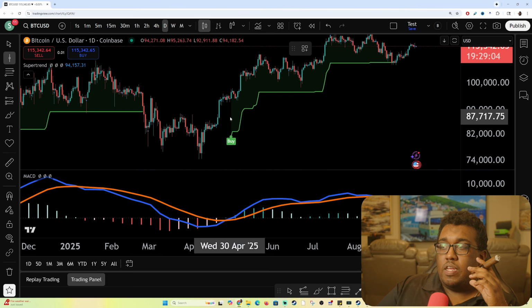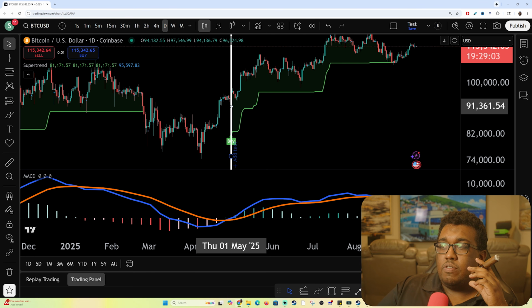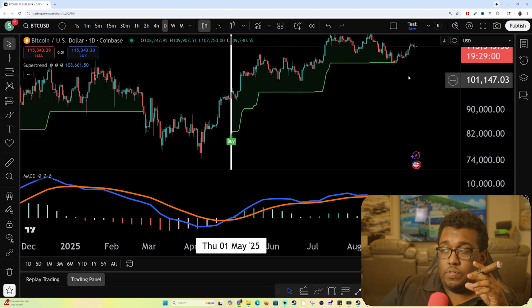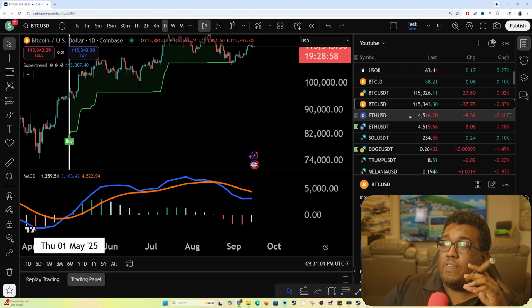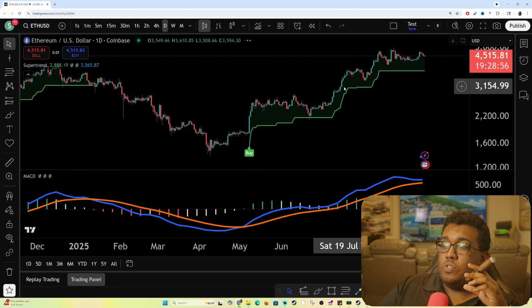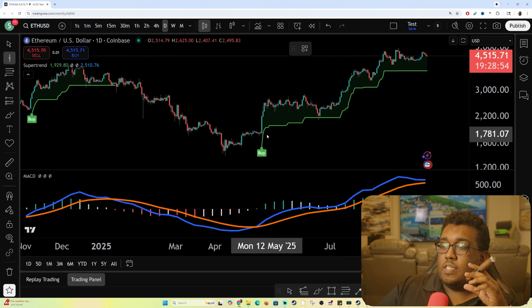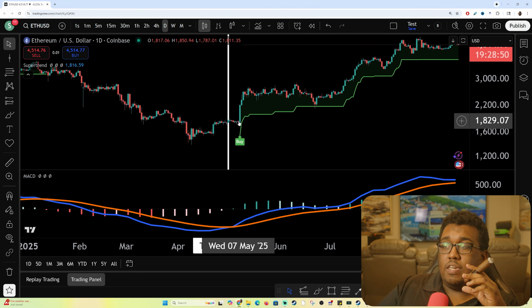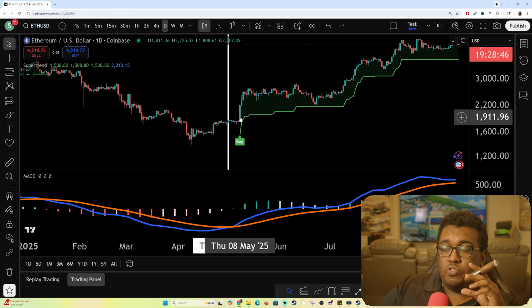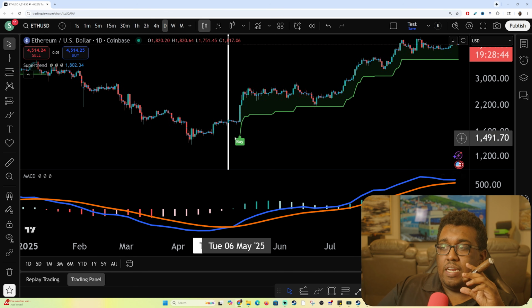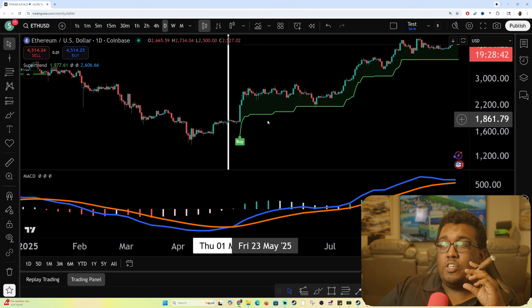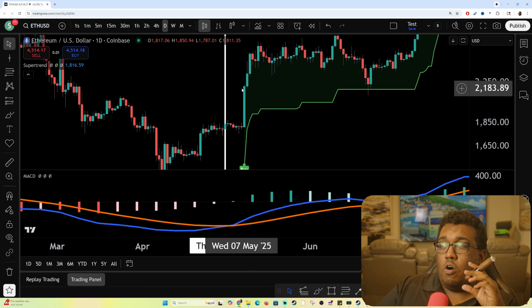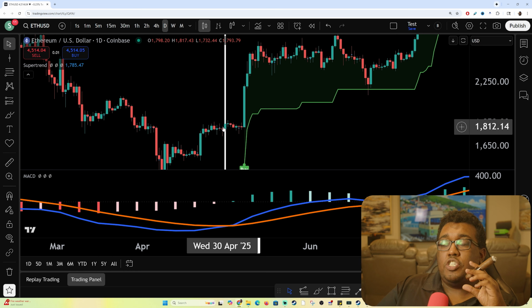For an example right here, we saw that we had a buy signal kick in on May 1st, all right, May Day. If I were to go over to Ethereum and I went over to May 1st, you're going to see that it was actually before the signal over here that came from the Ethereum chart with the Supertrend indicator and the MACD. So you actually were able to buy it in sooner. So you weren't buying all the way up here when it started, you actually bought over here.